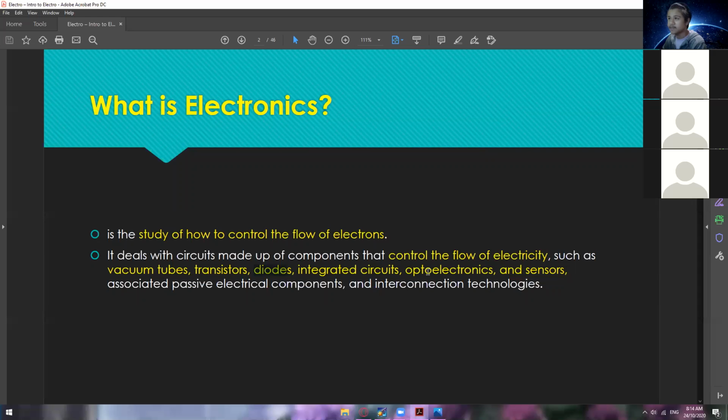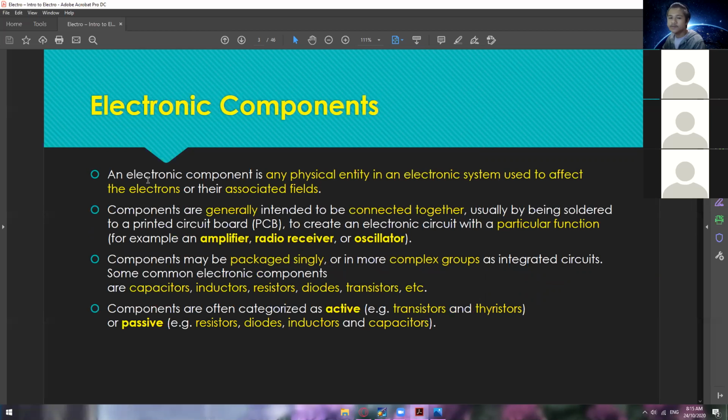So again, I repeat, electronics is a device or a thing that studies or controls the flow of electrons or electricity. I hope that this one is clear to you. Electronics is not just a single component or a single device. It is anything that studies the flow of electrons or the flow of electricity. So let's talk about some basic or common electronic components.